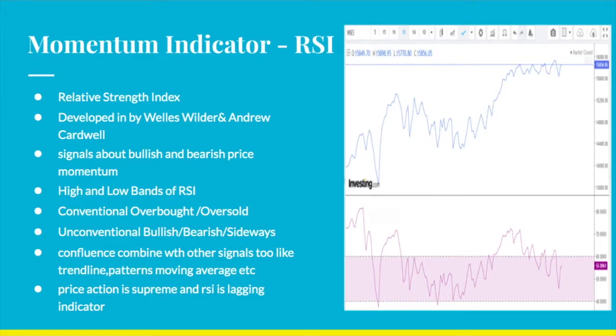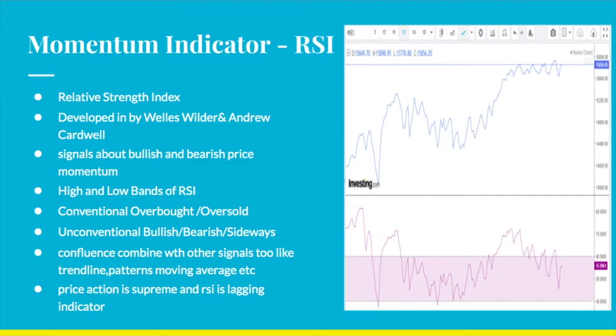So RSI alone need not be used. Since this is a lag indicator, we have to use other trend lines, price candlestick patterns, Fibonacci levels, and pivots in confluence with this RSI. Then it becomes more effective, instead of trading only based on RSI. Just to remind you that price is supreme and this is only a lagging indicator.